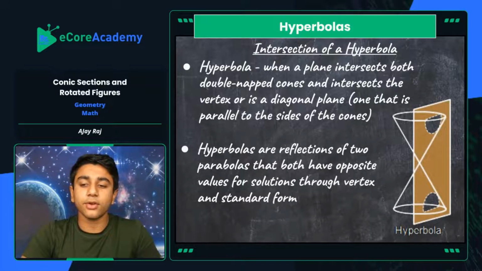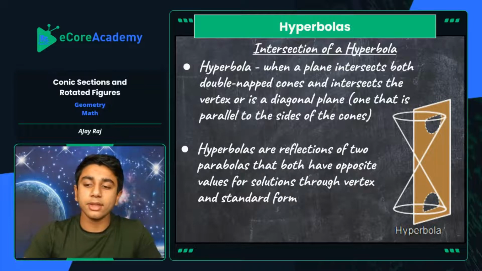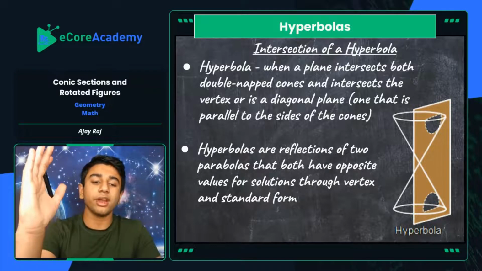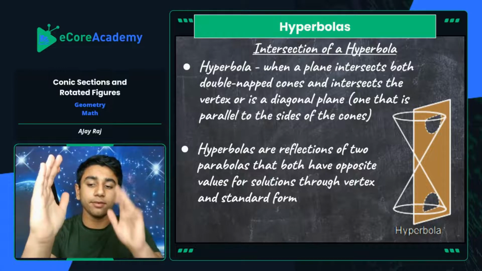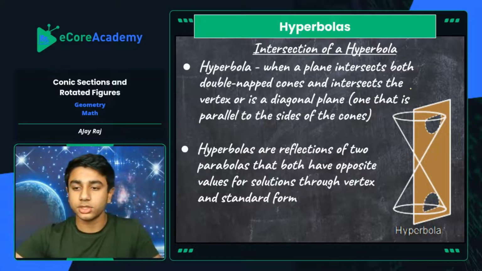If we take a look at this diagram here, what's happening is you're having a plane that's going to intersect so it can be directly parallel to your given central axis here. So let's draw our central axis like that. So this is our central axis.